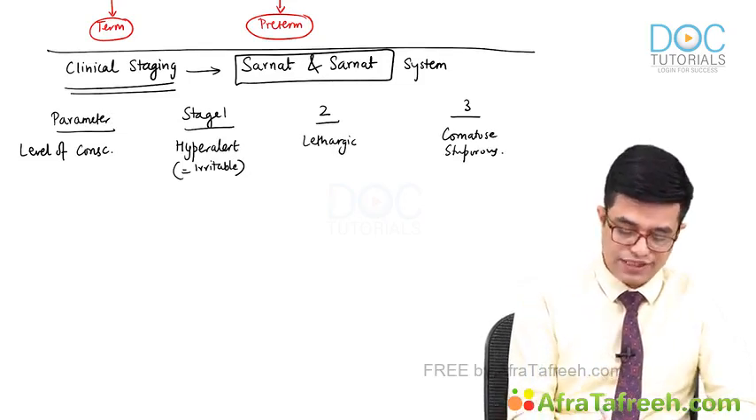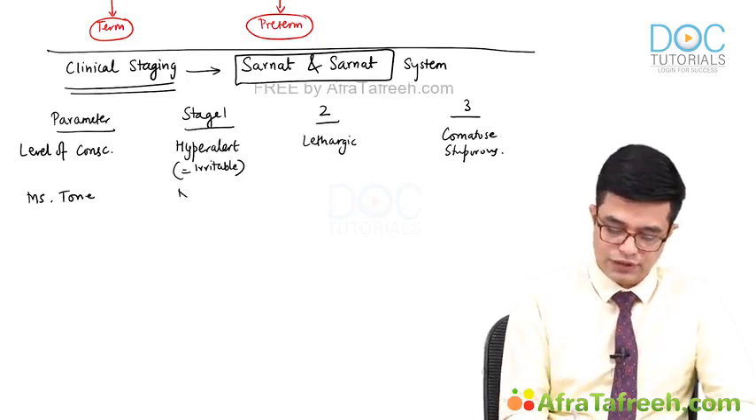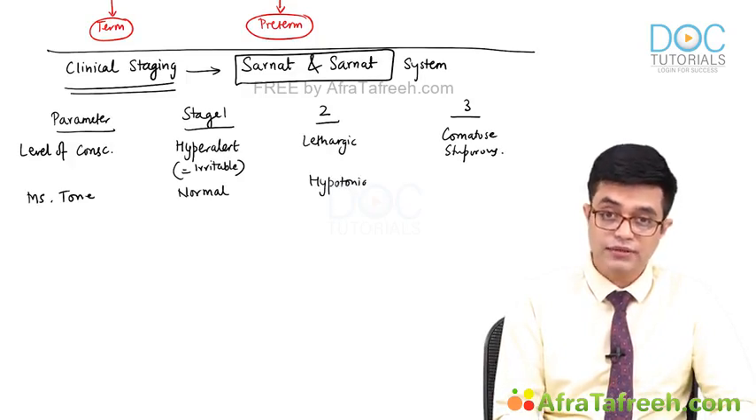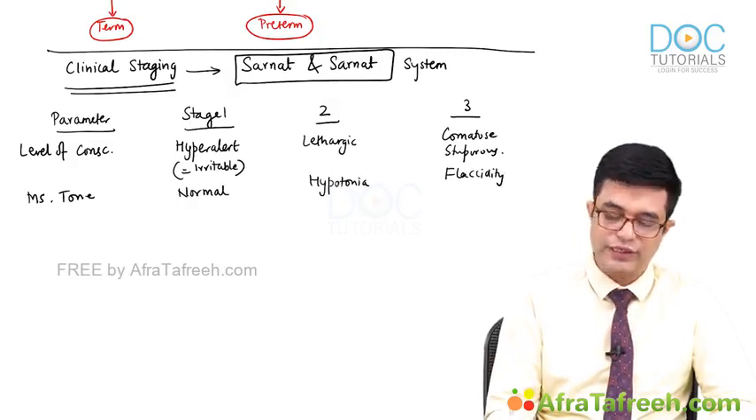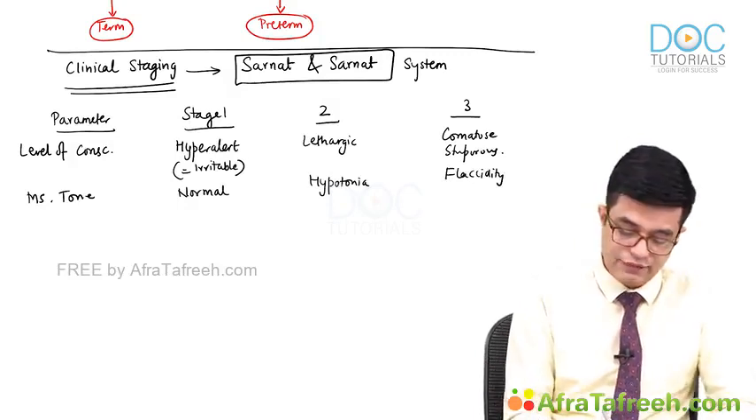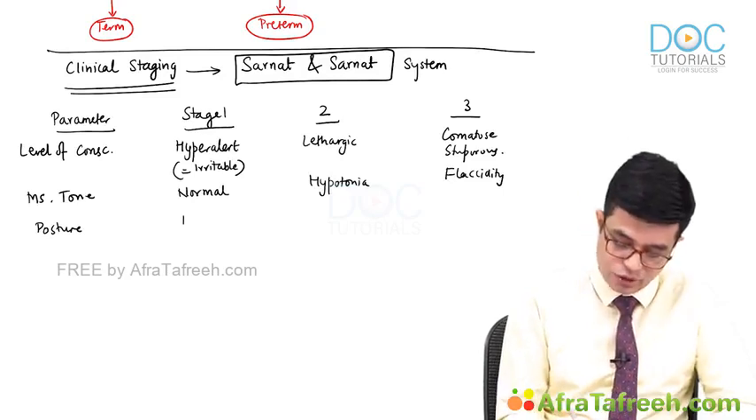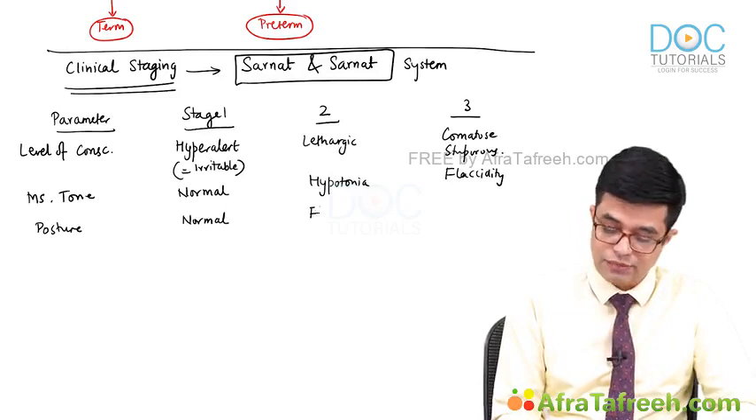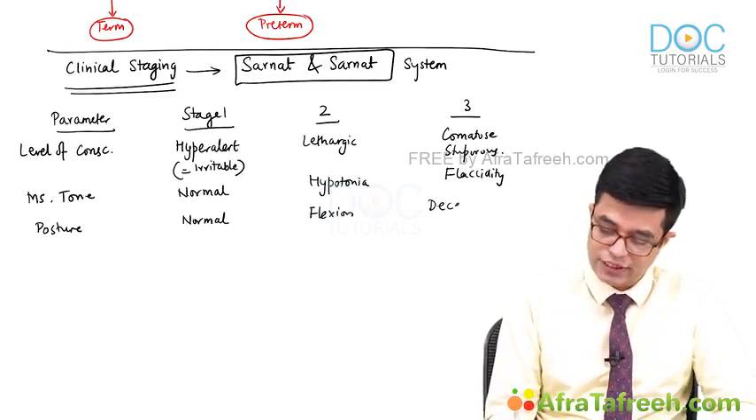Second, we have muscle tone. In stage 1, it will be normal. In stage 2, it will be decreased, so some hypotonia will be seen, and complete flaccidity, tone is entirely gone, will be seen in stage 3. Then we have posture of the child. In stage 1, the posture will be normal. In stage 2, there will be some flexion being shown, and stage 3 will show decerebrate posturing.